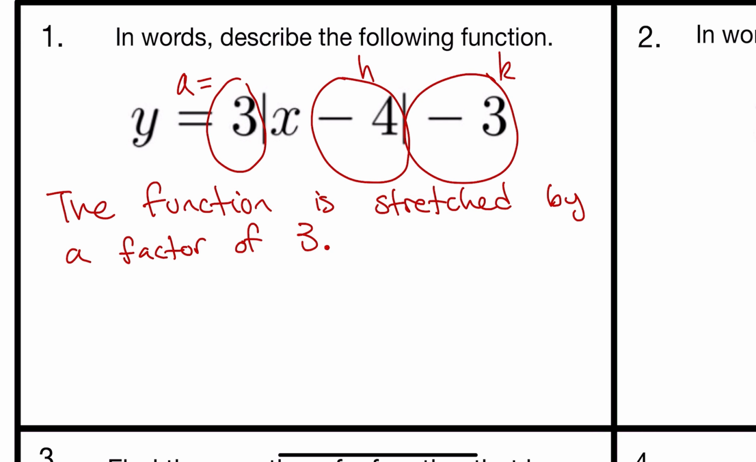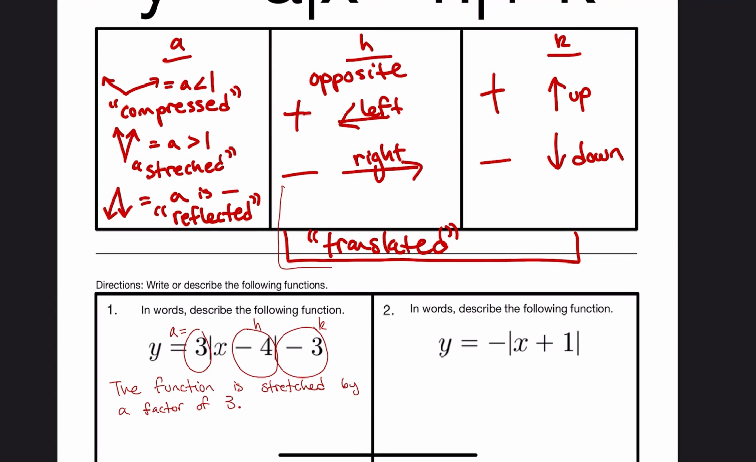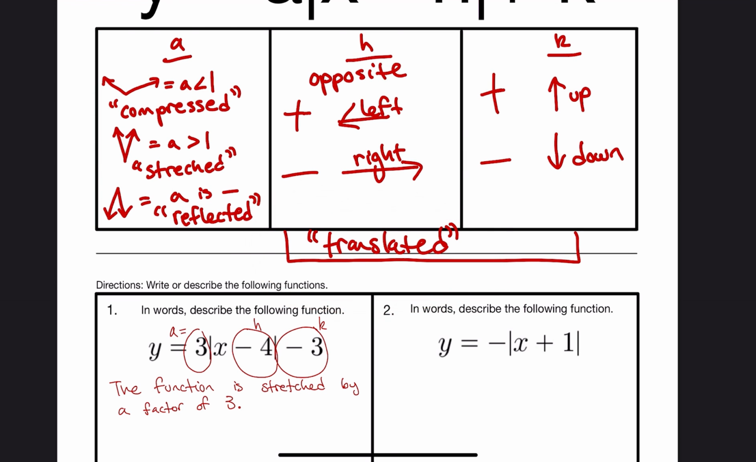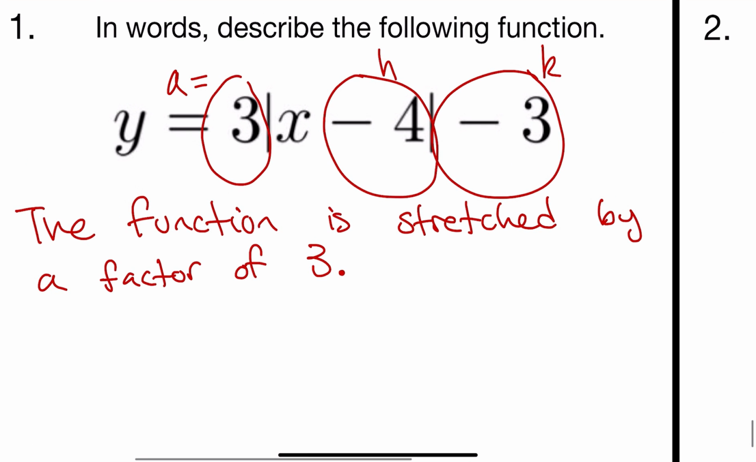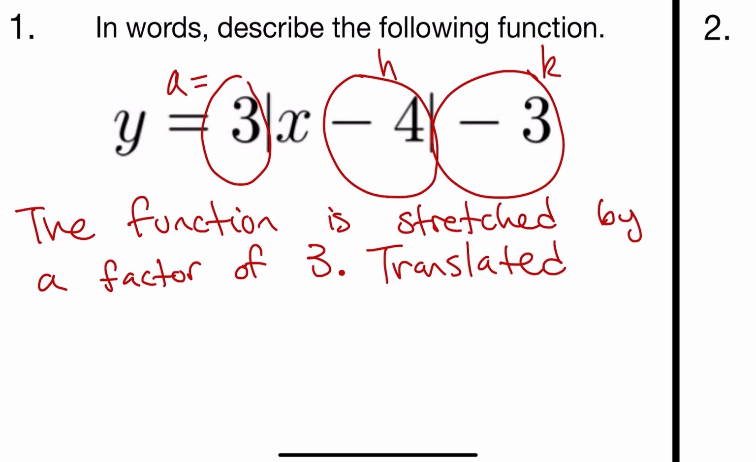Okay. Now we just need to describe our H and K. So like we said up here, H and K are both going to be translated. So we're going to say translated. And then you're going to talk about your H first and then your K, just so we could go in order and have it make sense. So let's talk about this H.